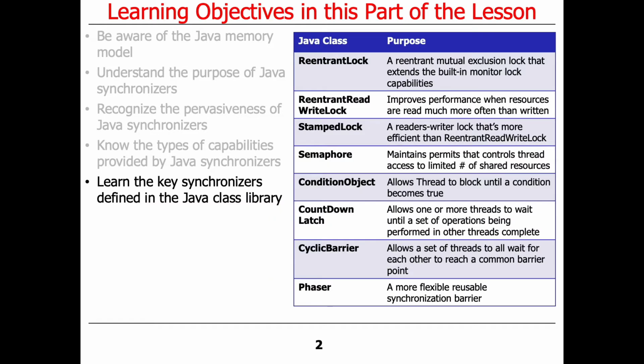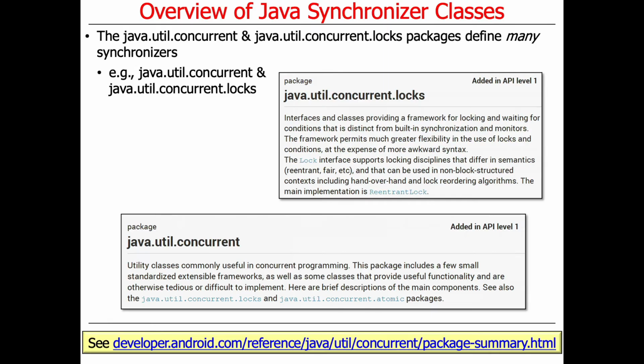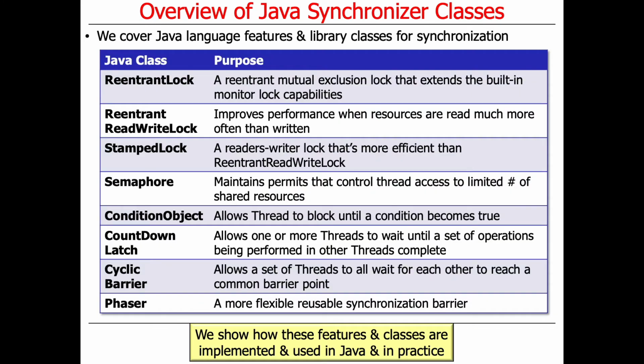We will, of course, go through these things in much more detail later as we go through the classes one at a time, but I want to give you the bird's eye view at this point so you have the big picture perspective. The bulk of the synchronizers in Java are in java.util.concurrent and java.util.concurrent.locks, and there's a whole bunch of them. You can see here the package summaries for these different classes. Take a look at that if you want to get the overall view.